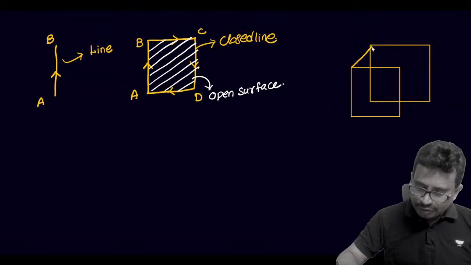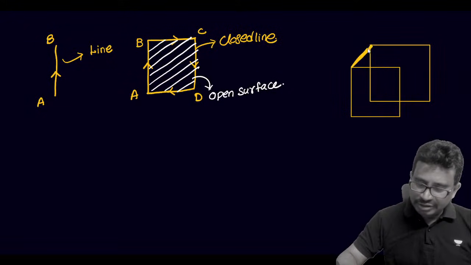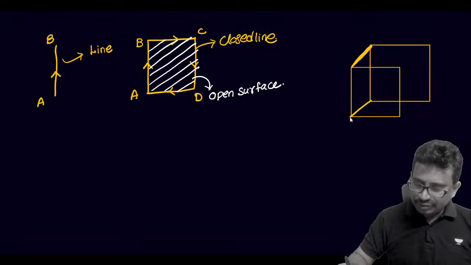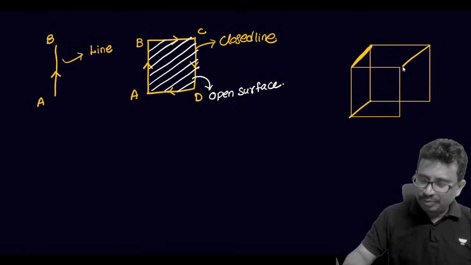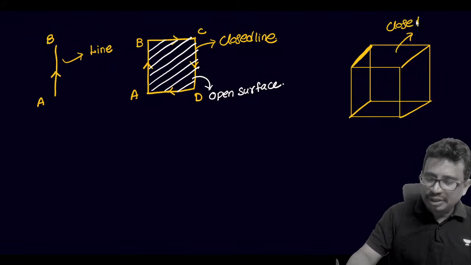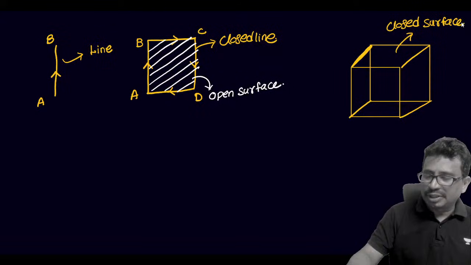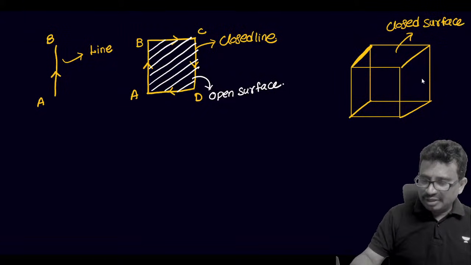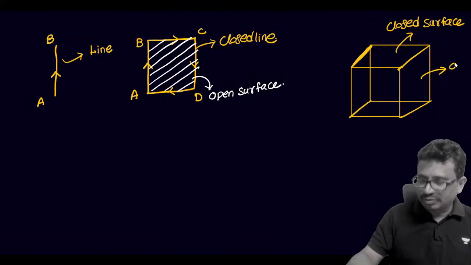Now we are closing from all the sides. This side we have closed, this side, top, and this bottom we have closed. Then this is called what? Tell me now. This is called a closed surface. And this closed surface forms what? It has a volume. This closed surface has what? Volume.